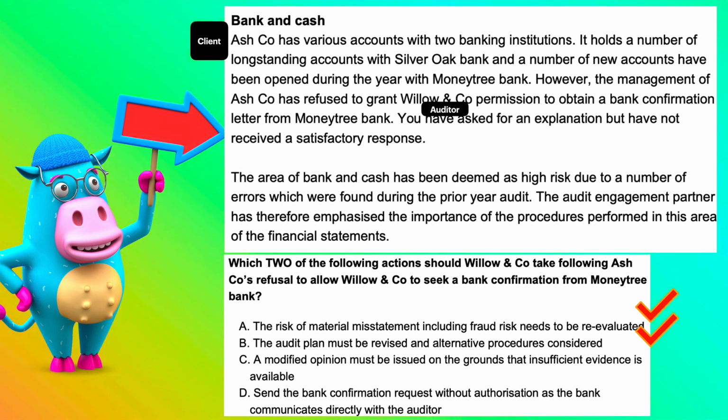And then one other thing I just wanted to point out here, it says which two of the following actions. If you put 3, you'd get no marks. If you put 1, you'd get no marks, no partial marking. You'd have to put 2.